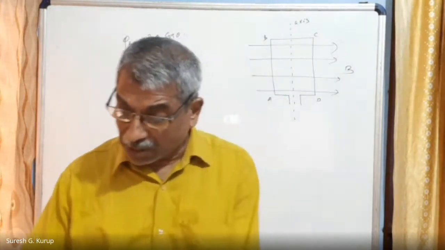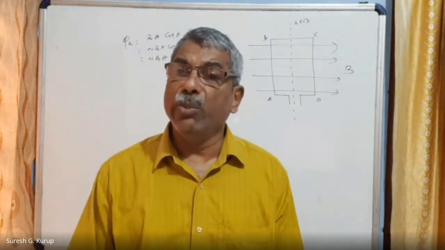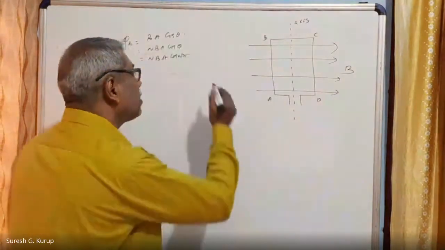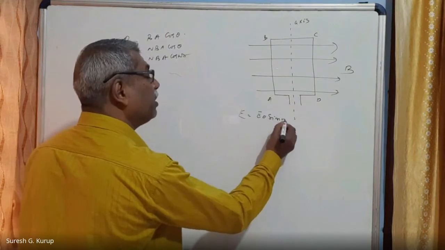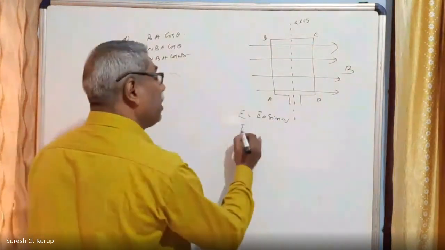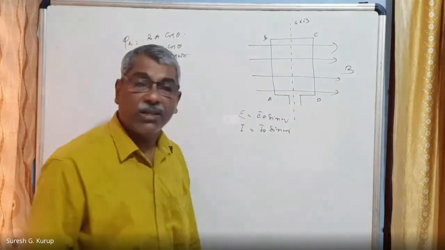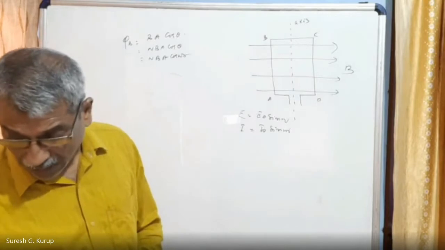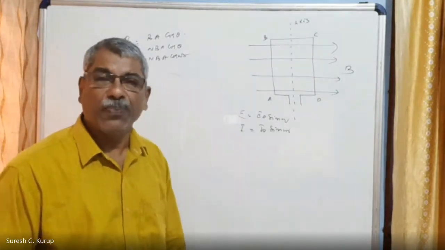So this can be represented as E is equal to E0 sin omega t or I is equal to I0 sin omega t. EMF can be represented as E is equal to E0 sin omega t or I is equal to I0 sin omega t. We will see how we get this relation very soon. Before that, you must know what flux is, and the relation for flux.